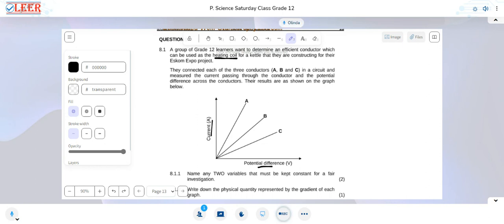Current is the rate at which electric charges flow in a circuit, and potential difference is the difference in electric potential energy per unit charge between two points in a circuit. Those are definitions.